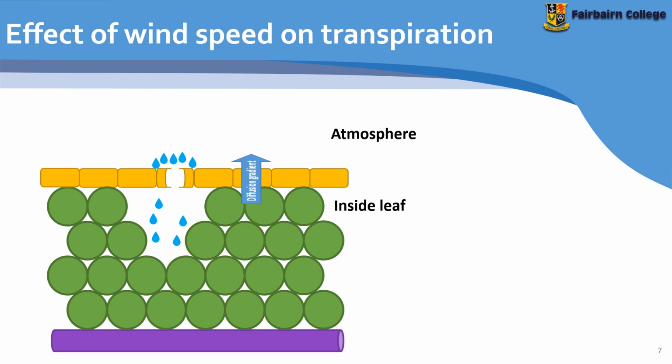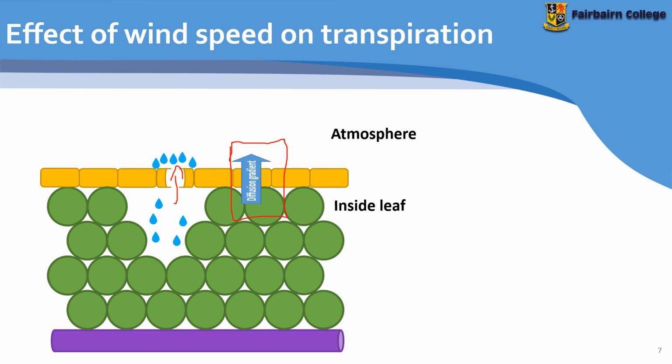So they're just going to stay there around the leaf, and this is going to increase the concentration of water outside of the leaf. And if the concentration outside is similar to the concentration inside, then that reduces the diffusion gradient. So now that force that was driving the water out of the leaf isn't as strong anymore. So the rate of transpiration is going to decrease.